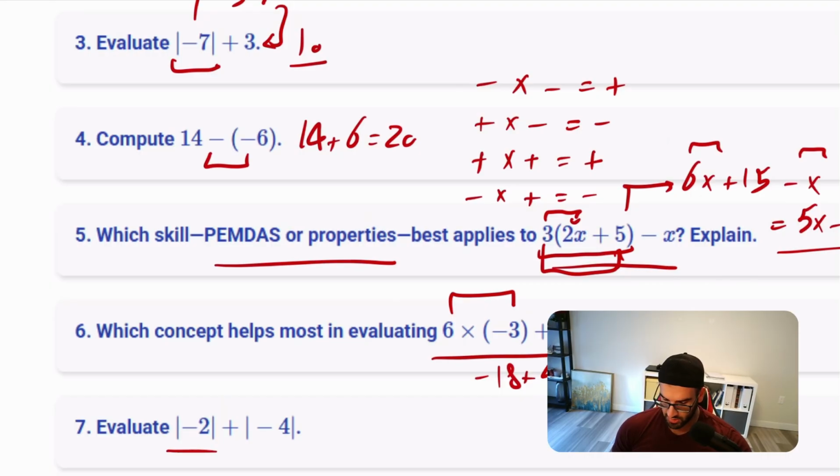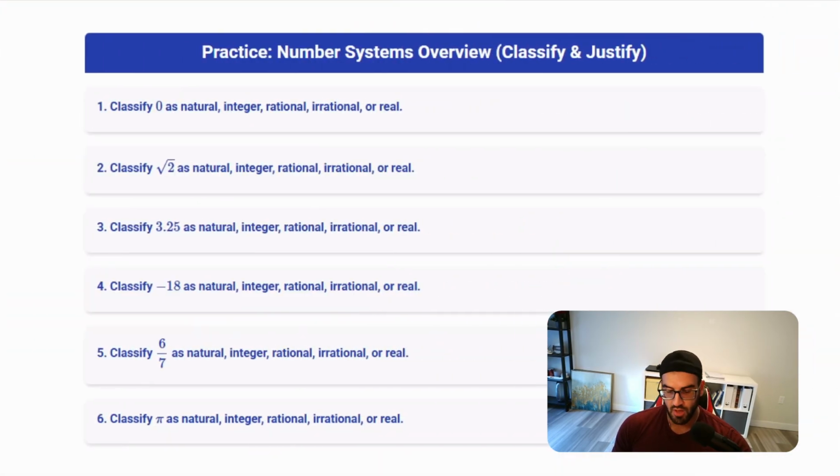After that, evaluate these. So as we all know, the absolute value means that any number inside of it is going to be converted to positive. 2 plus 4 is going to be 6. For the next slide, again, try to pause the video, answer all of the questions, and come back to compare your answers with the right ones.